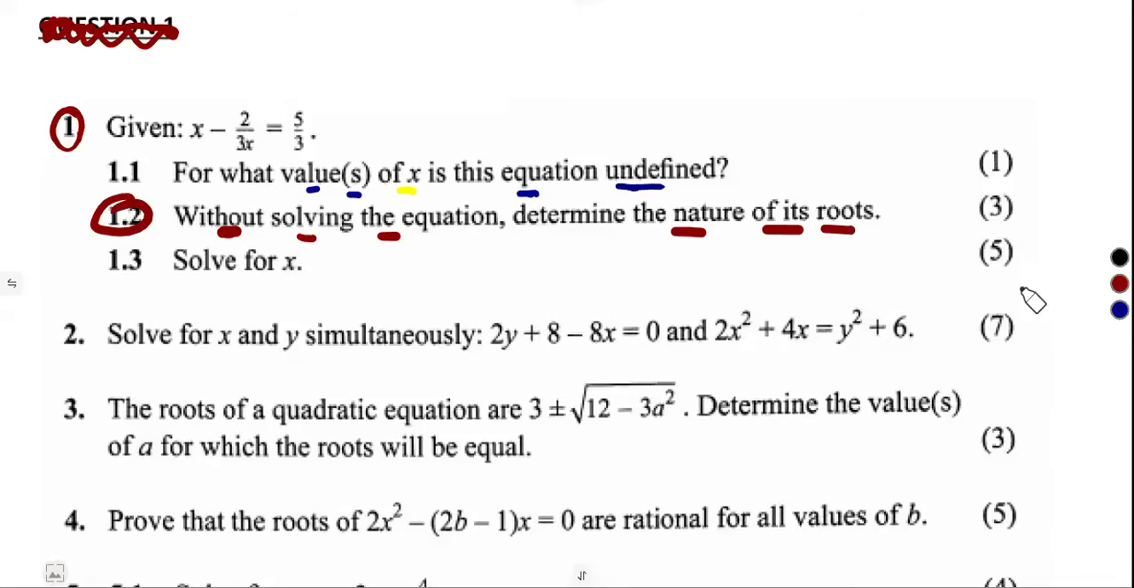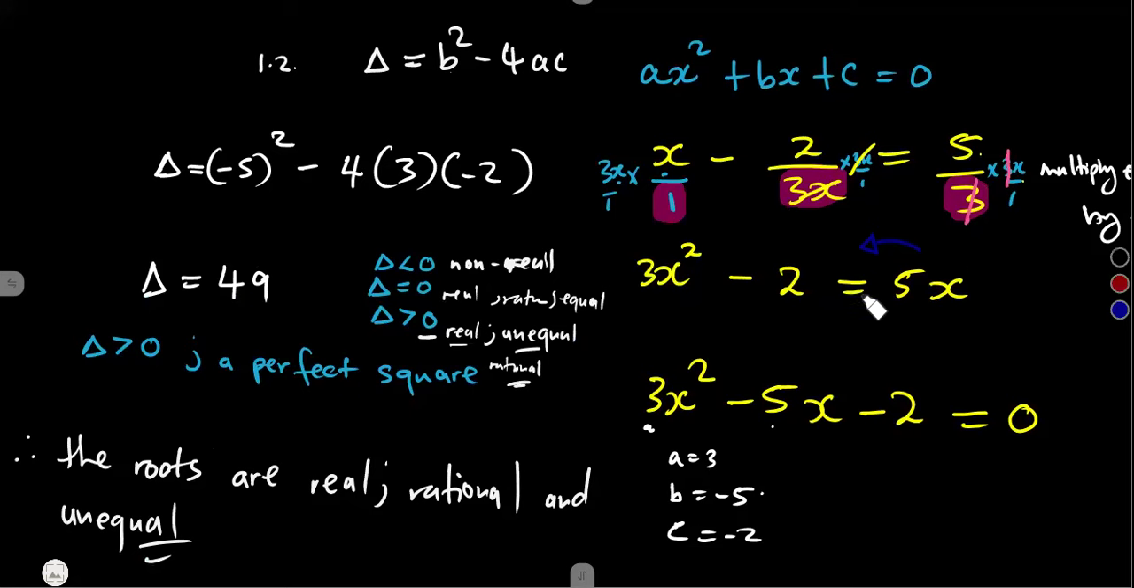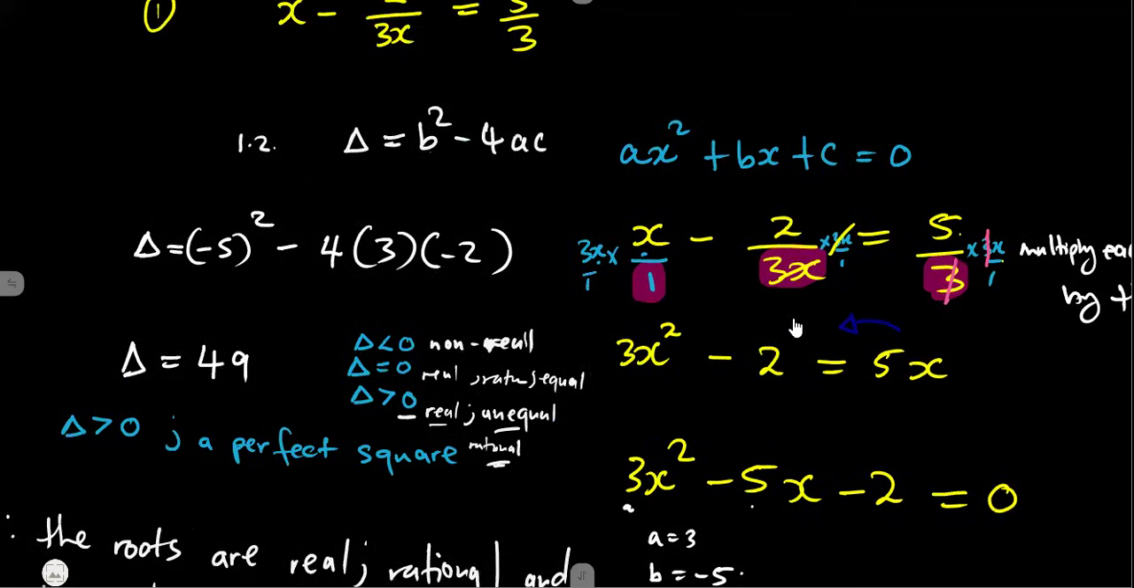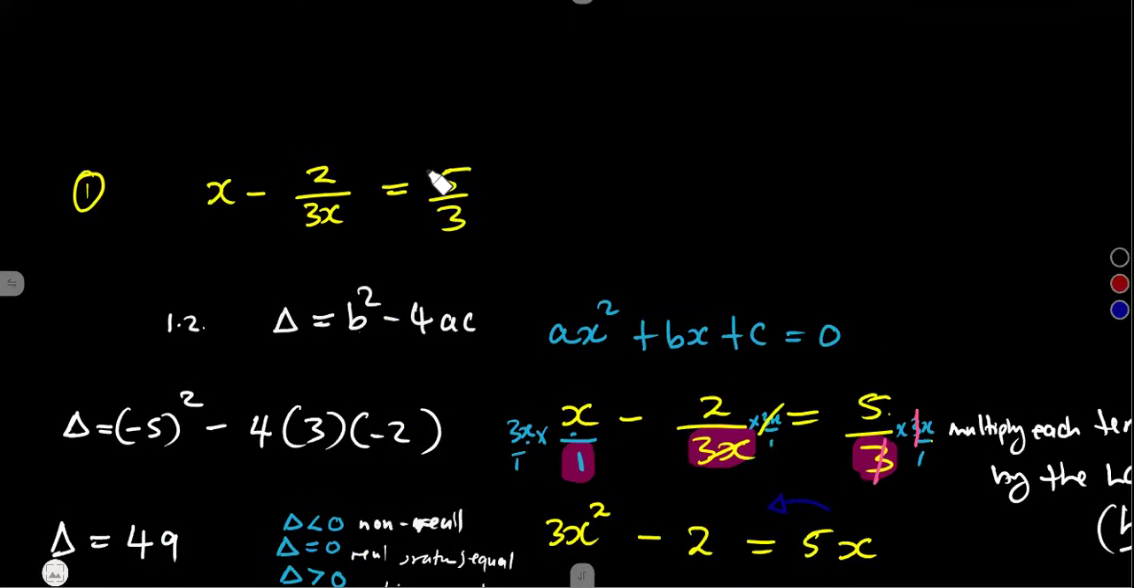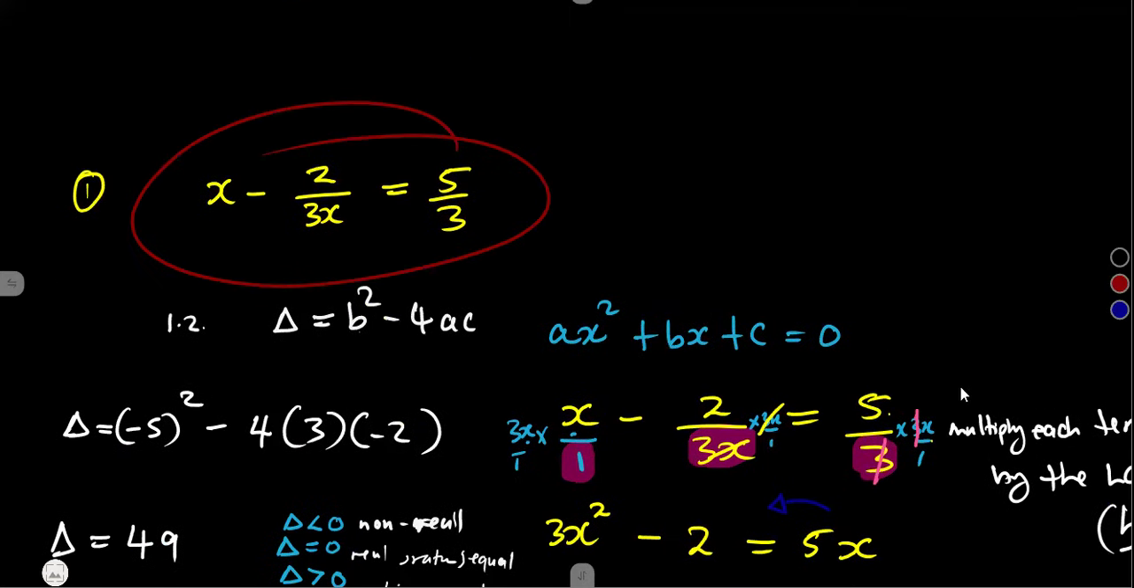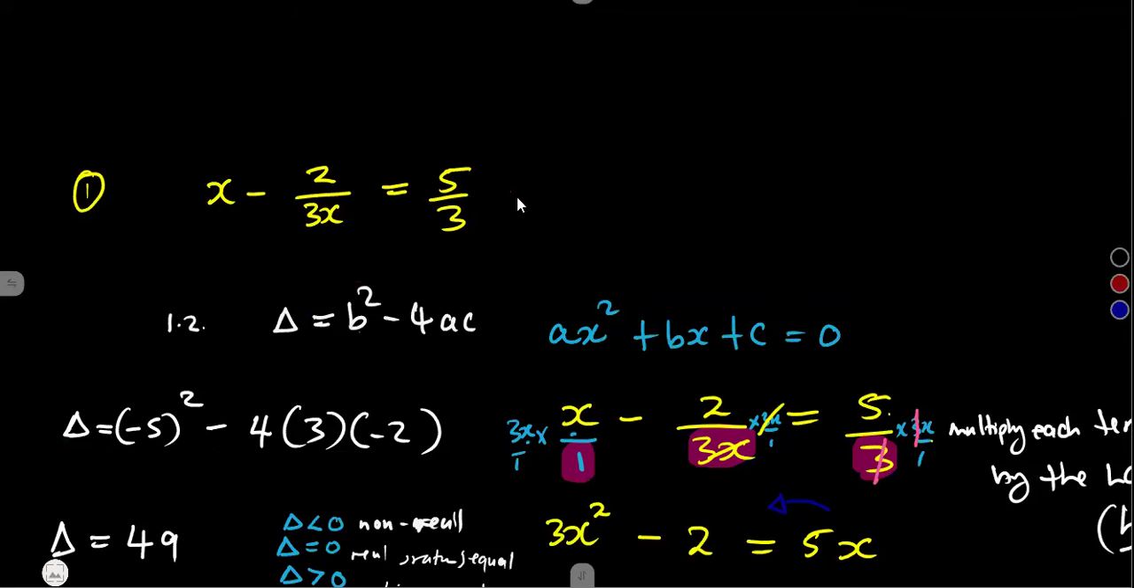Then on the other question, on 1.3, they are saying solve for x. Now they want you to solve that equation. So my question is, they're asking you to solve this equation. Are you going to start here? Are you going to start here and start again expanding this, to remove the fractions, this and that?